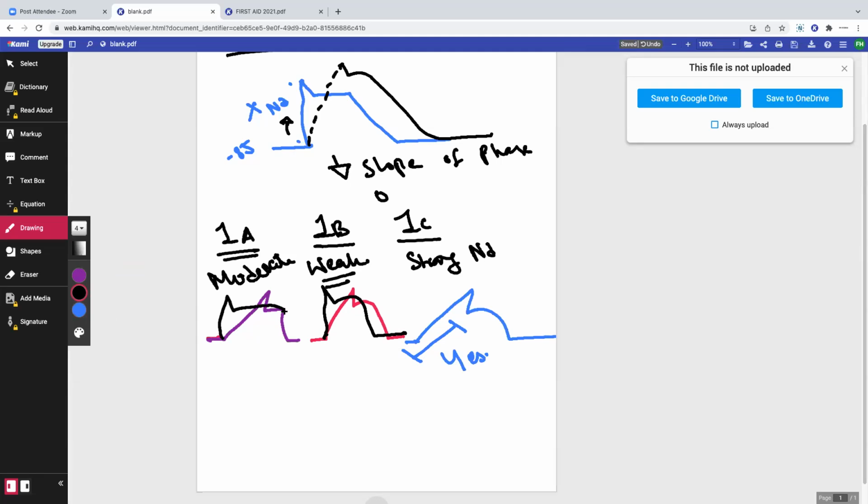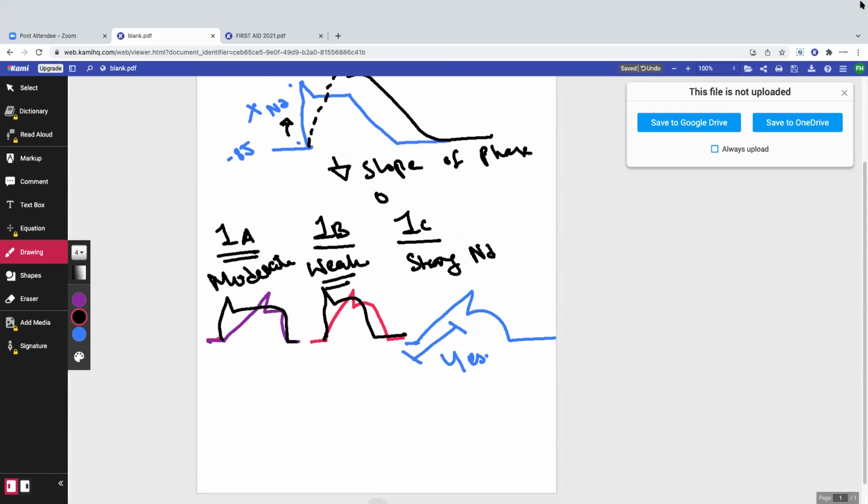This one is a moderate sodium channel blocker. So this is the weak. This is the strong sodium channel blocker. My apologies. This is the weak, and this is the moderate sodium channel blocker. So depending on these functions, we have the three names of the drugs.